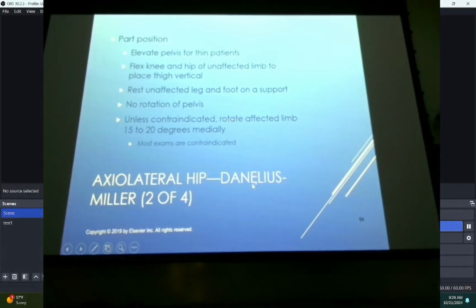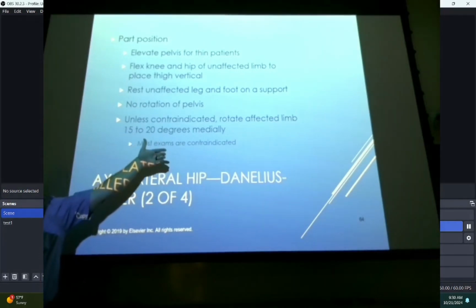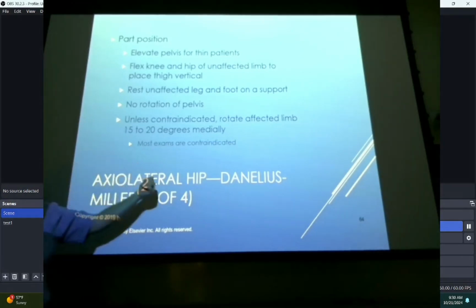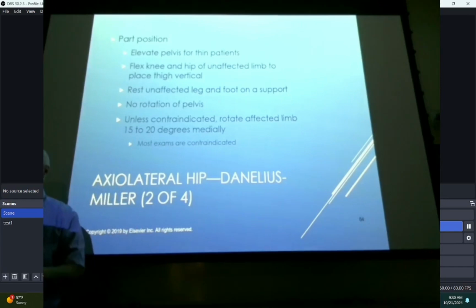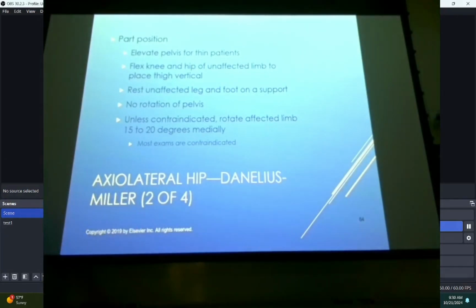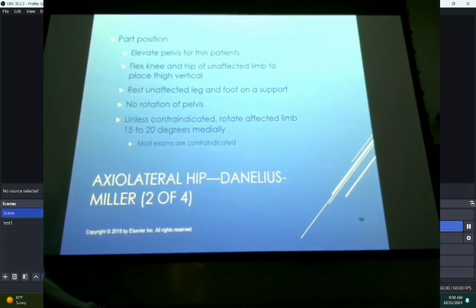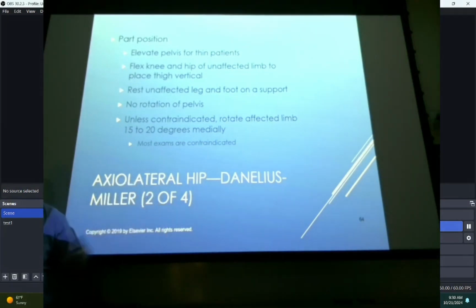Okay. So the Danelius-Miller we already talked about, and for the most part, this here is just telling you that if the patient doesn't have a broken hip, then you can internally rotate the toes. You should internally rotate the toes so that the leg is in the same position for the surgical lateral as it would be for the AP. You remember talking about that on the AP humerus, whatever position the humerus is in for the AP, it's got to be in the same position for the lateral. Kind of the same thing.